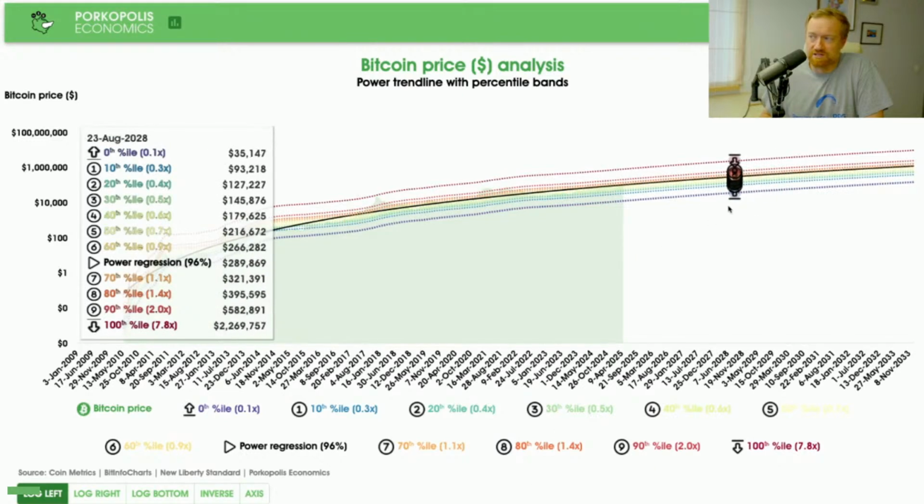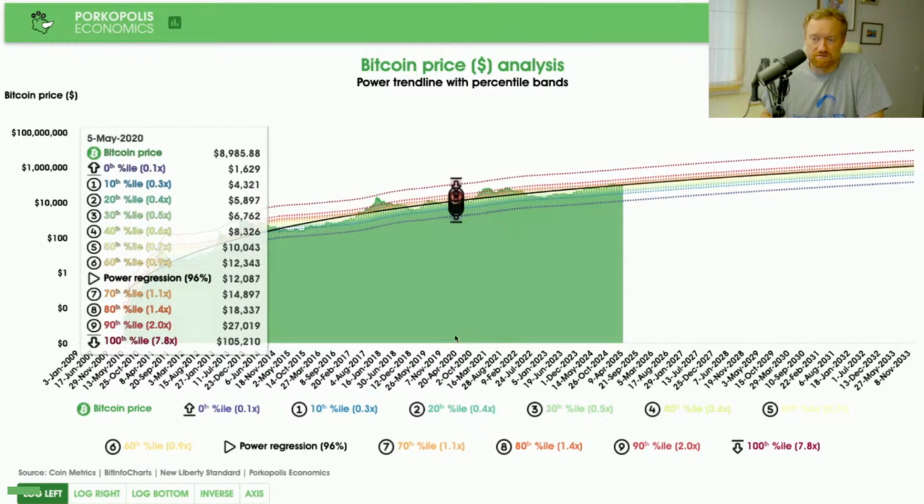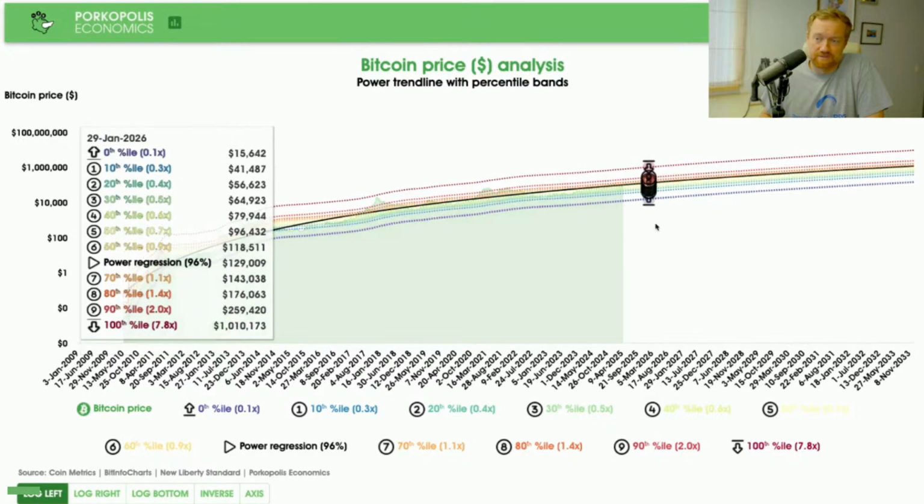the bands are equidistant from each other based on a multiple of where price is over trend or under trend at that given time. And that multiple will remain the same. So you can see it in the tooltip. The 0th percentile for me is 0.1x the trend. The 100th percentile is 7.8x the trend. And that's what it is.